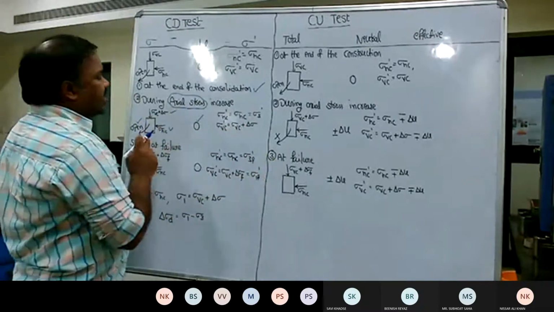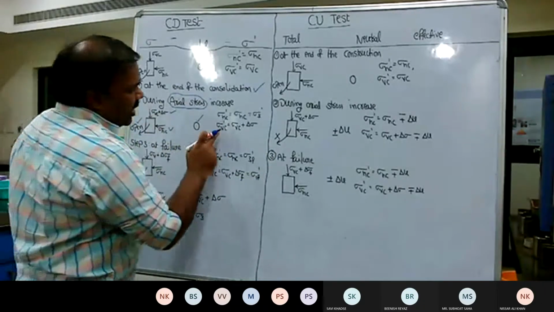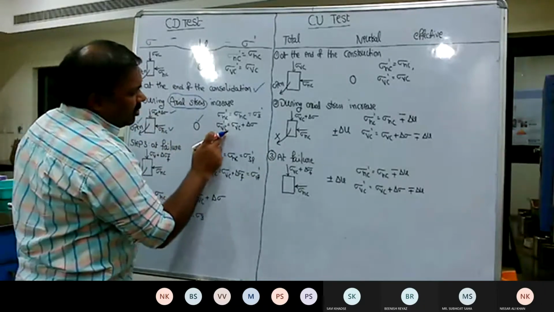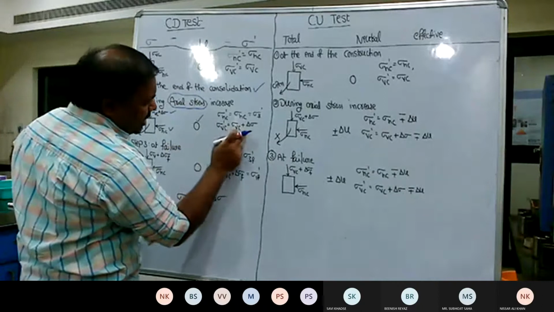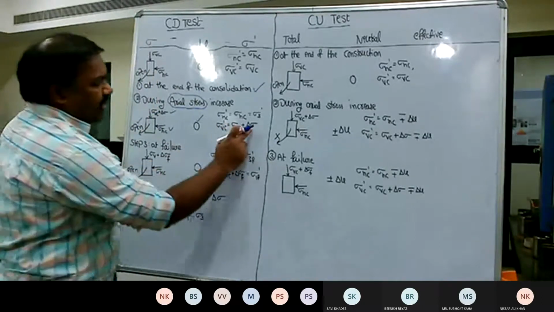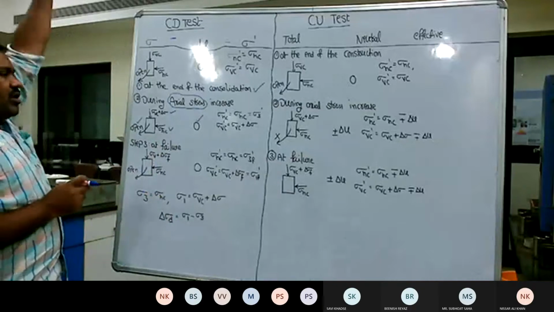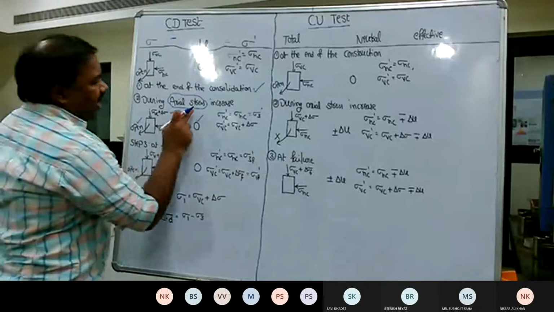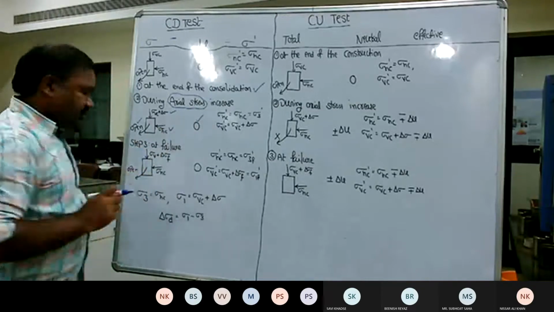Here in the case of the axial stress at stage 2 as well, sigma V dash now will become sigma Vc plus delta sigma, that is the increased axial stress. So these are the total and effective stresses during the axial stress increase.